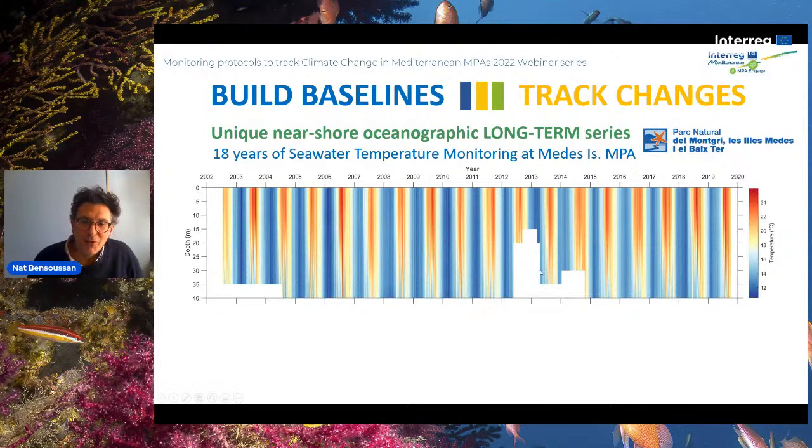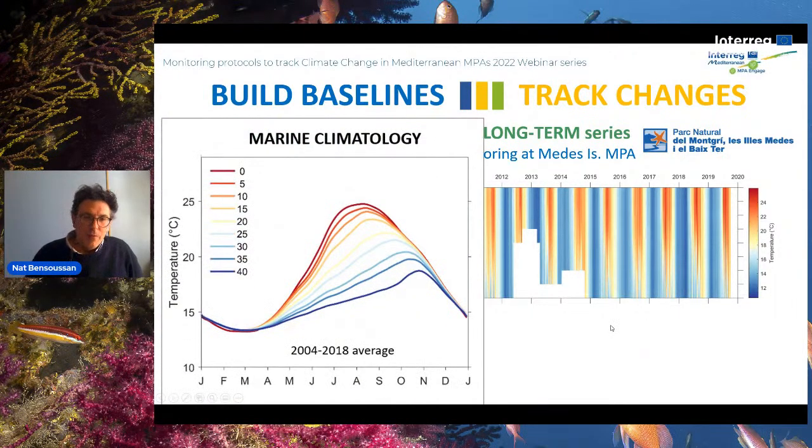Sometimes, you see, we had two years with very hard conditions, fixation points that were removed, and loss of data. But overall, considering the entire period, we can consider we have very high return rates on observation using this protocol. So building baseline is going from marine weather, from instant every hour measurement, to this long-term view.